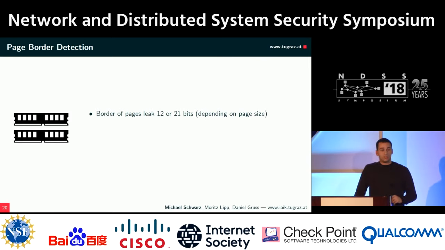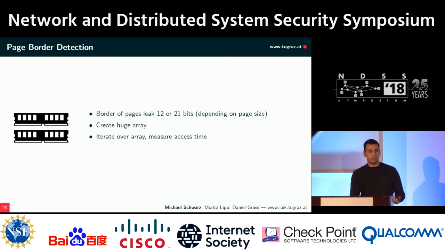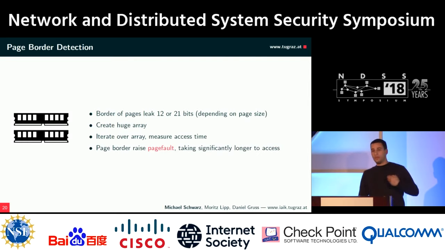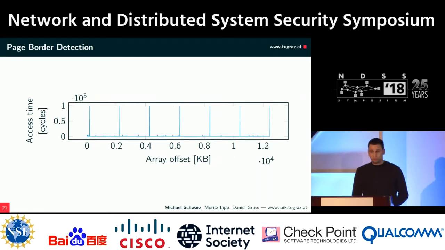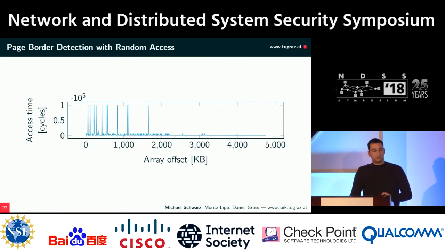So there's a page border detection attack that's a building block for a lot of side-channel attacks. It creates a huge array, iterates over the array in JavaScript, and measures the access time for every access. And if a new page starts there, then we have a higher timing because the page has to be loaded from the operating system. And it looks like that. We can directly see where a new physical page starts. If we have our countermeasure with the random accesses, we can't see that anymore. We get random spikes at random points in time, and an attacker cannot learn anything about the addresses beyond the array.